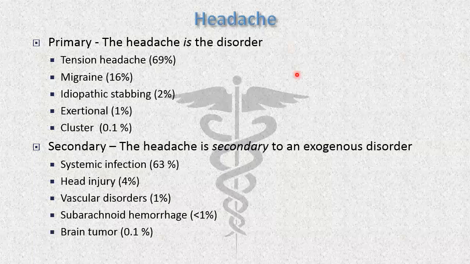So for primary headaches, the most common type is a tension headache, followed by migraines. And then there's idiopathic stabbing headaches, which are not really explained. Then there's exertion headaches and cluster headaches. Secondary headaches are often down to, for example, some kind of systemic infection, then head injuries, vascular disorders, and then rarely, although obviously very seriously, things like subarachnoid hemorrhages and brain tumors.